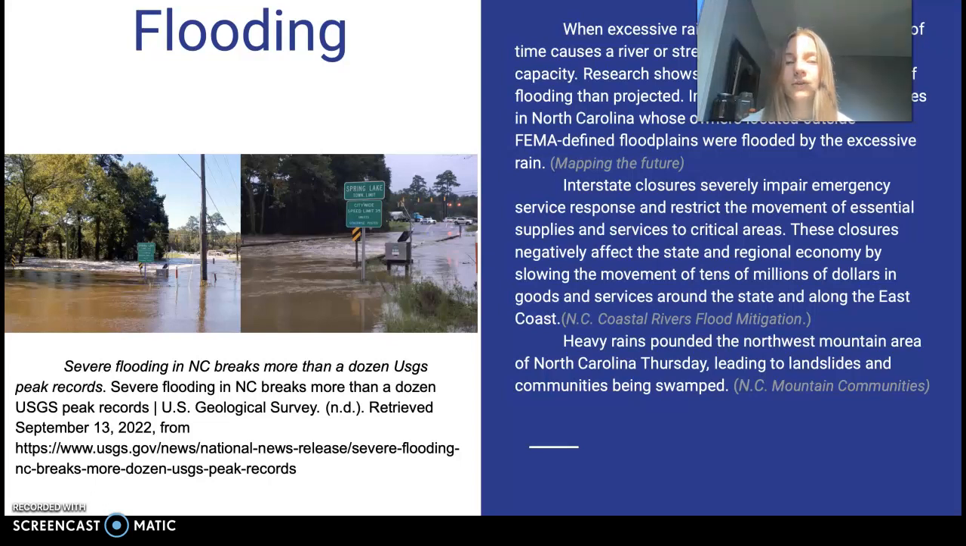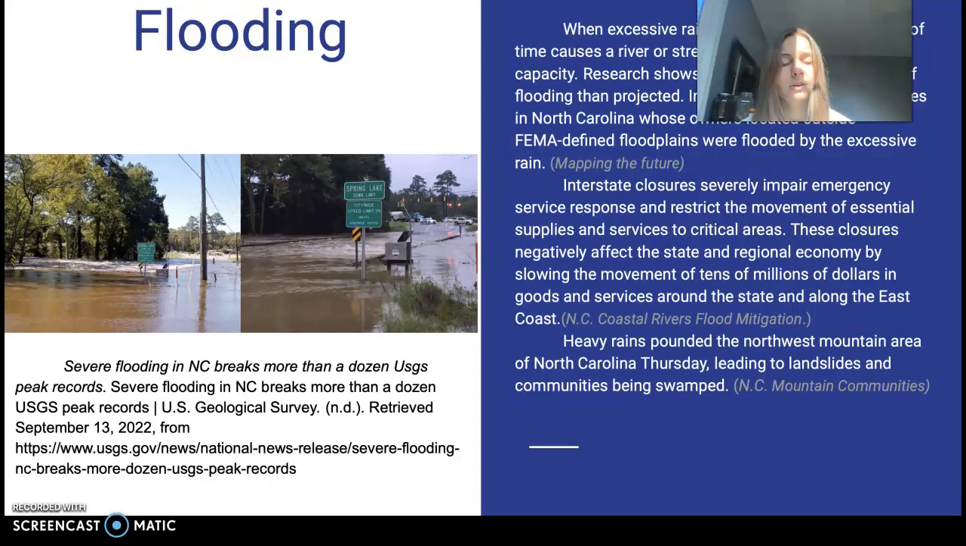Interstate closures severely impair emergency services response and restrict the movement of essential supplies and services to critical areas. These closures negatively affect the state and regional economy by slowing the movement of tens of millions of dollars in goods and services around, up and along the East Coast.